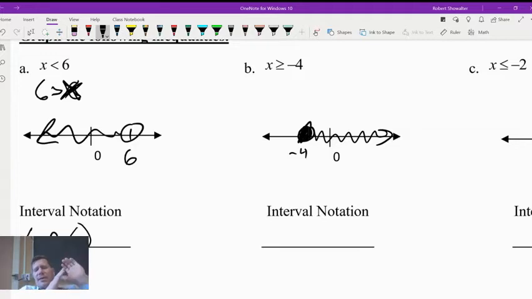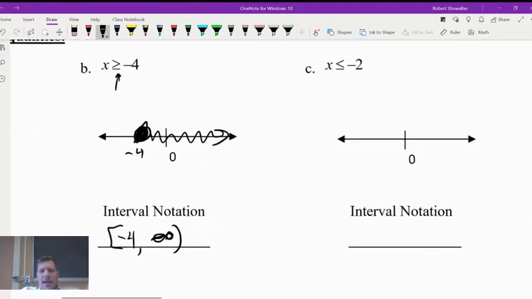When we're going to read this graph from left to right, we notice that there's nothing here all the way up until we get to -4, but we include -4. So we're going to drop -4 as the critical value. It includes -4 because it's a filled in circle, because there's the equal sign. And then it's going to go to the right forever and ever.